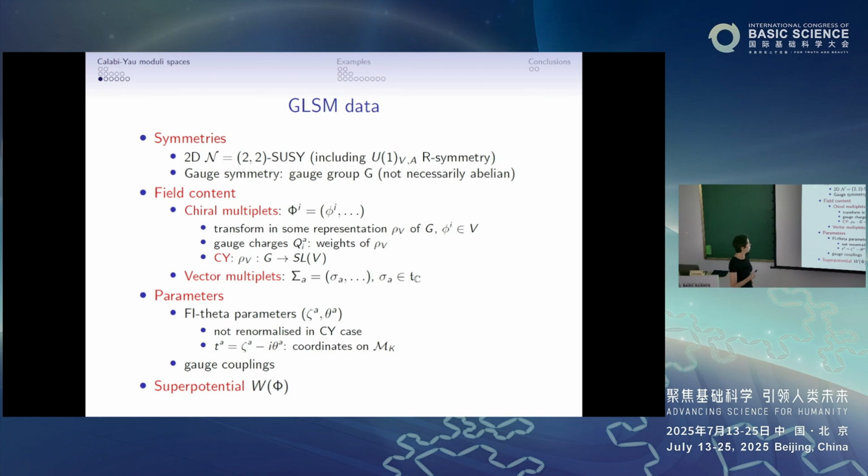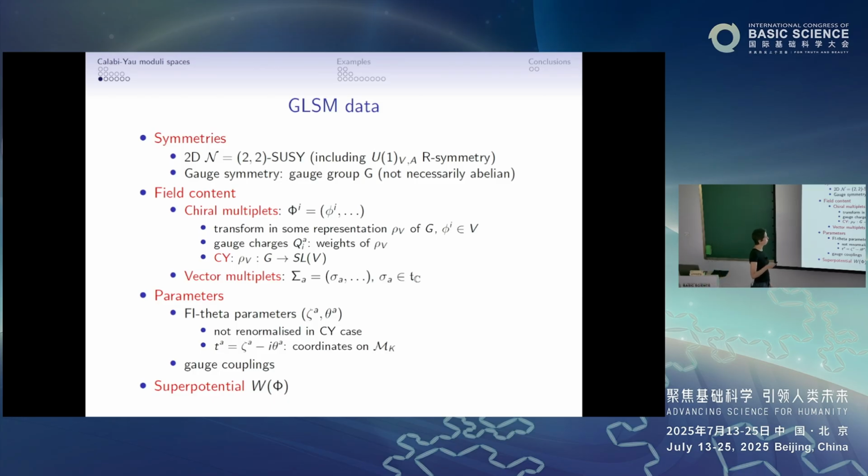A GLSM is a 2D (2,2) supersymmetric gauge theory. It is neither topological nor conformal. We have the standard (2,2) worldsheet supersymmetry and the associated U(1)_R symmetries. In addition, we have a gauge symmetry with a gauge group G, which is not necessarily abelian, but when it's abelian, it's related to the toric geometry setting. The field content consists of chiral multiplets and vector multiplets. I only ever give the scalar components because I'm going to look at the vacuum structure of this theory, and this is determined by the scalar fields.